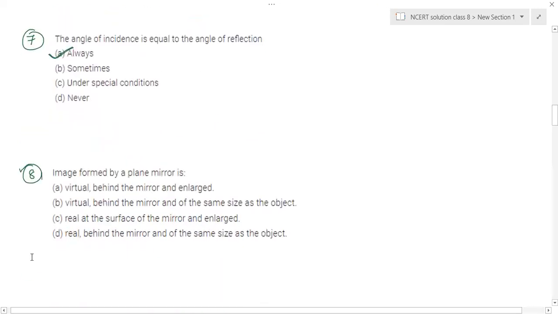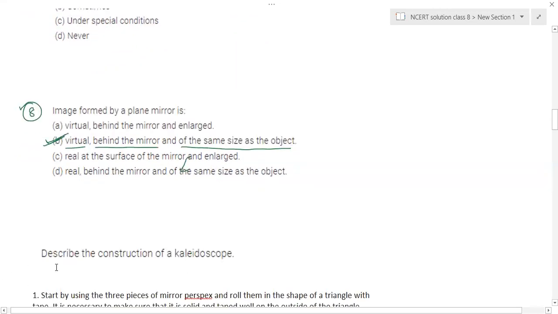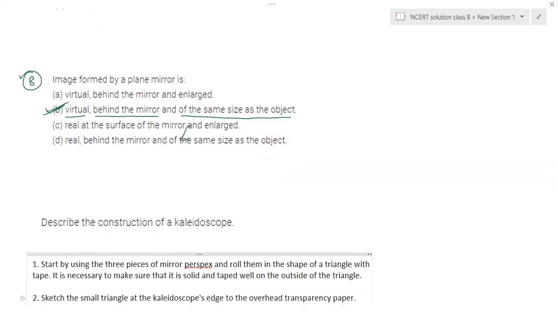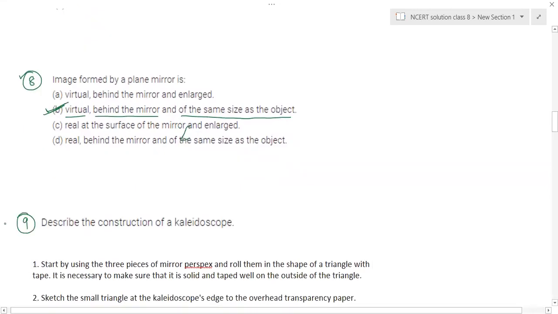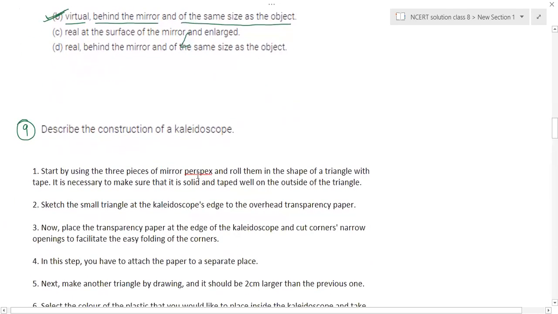Image formed by a plane mirror is. So we all know the properties of an image formed on a plane mirror. It will be virtual, behind the mirror, and of the same size as the object. This is the right answer. Right? It's a plane mirror, so the size of the object will remain the same. Now there is another lengthy question, usually given for more marks.